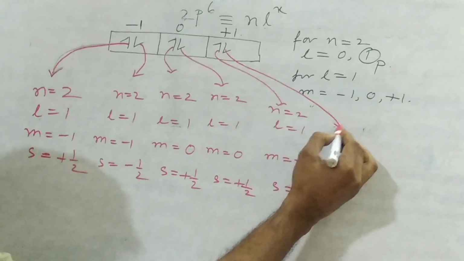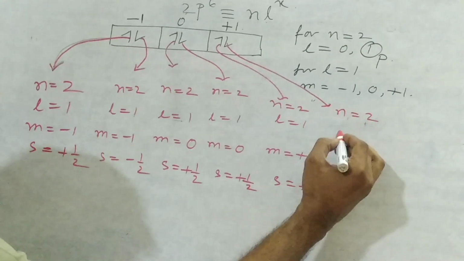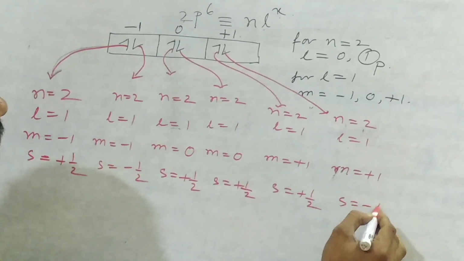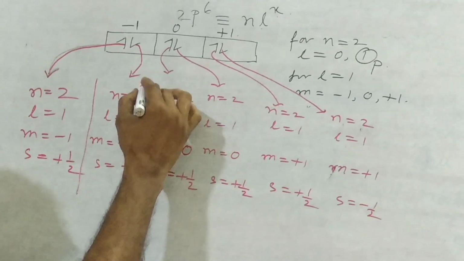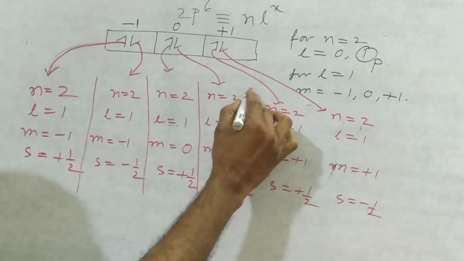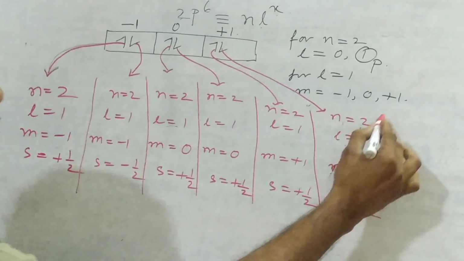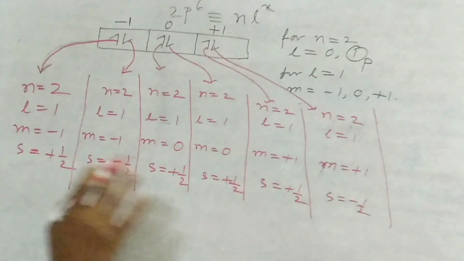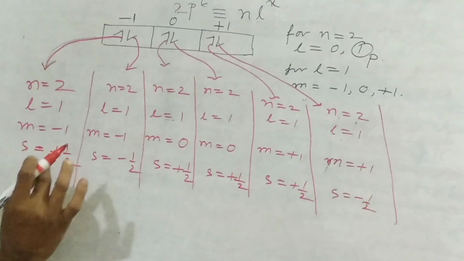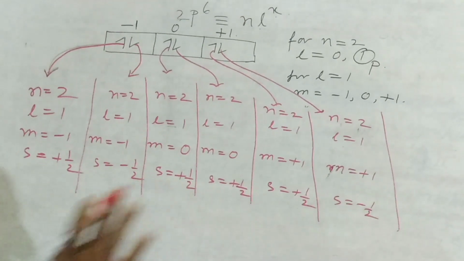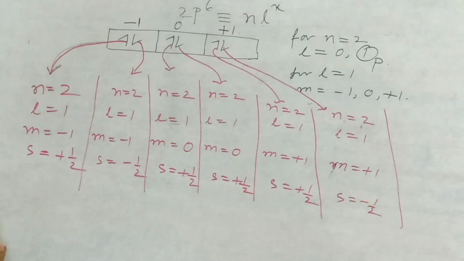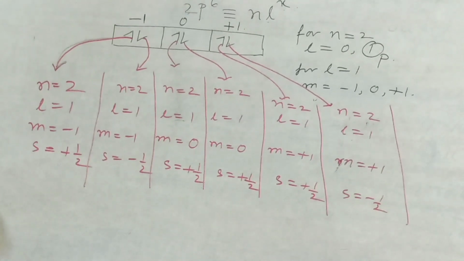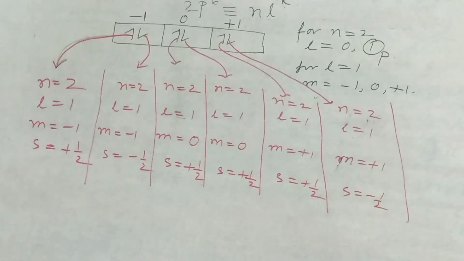And for the last electron, you see n equals 2, l equals 1, m equals plus 1, and s equals minus half. So it is evident to us that for these 6 sets of quantum numbers in the same atom, there are no sets of values that are the same. One or more of the quantum numbers are unequal in each case. So this is the basis of Pauli's exclusion principle, that in an atom the sets of 4 quantum numbers cannot be equal for any 2 electrons. This is one of the corollaries of Pauli's exclusion principle.